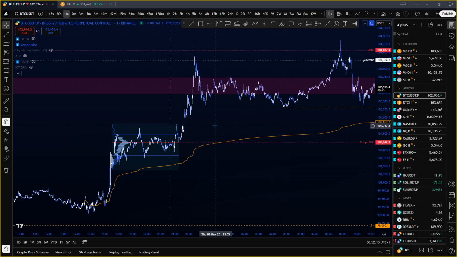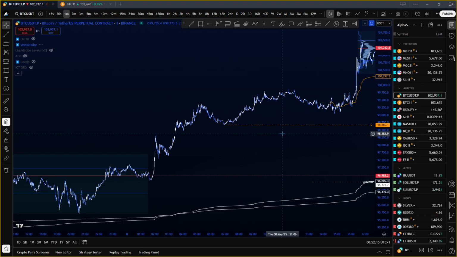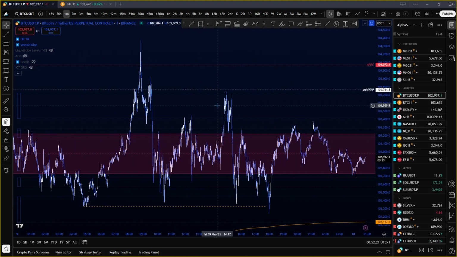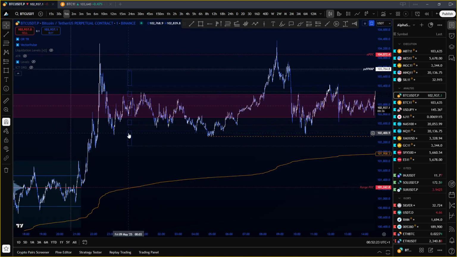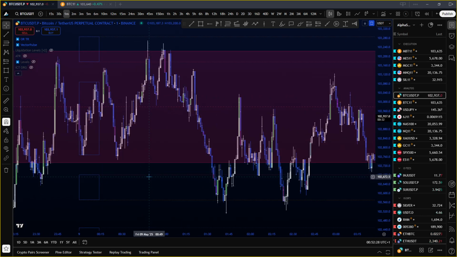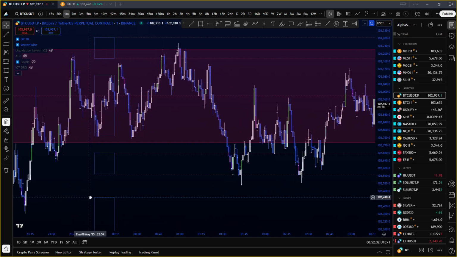I leave it on Tokyo. I don't even care about Hong Kong. I leave it on Tokyo, and there's always good moves. A little bit boring, because it doesn't move so fast, but it definitely moves in the first half an hour, 45 minutes. And it always likes to take the Sydney high or low, or London or New York previous. One of them it always wants to take if it's not too far away.